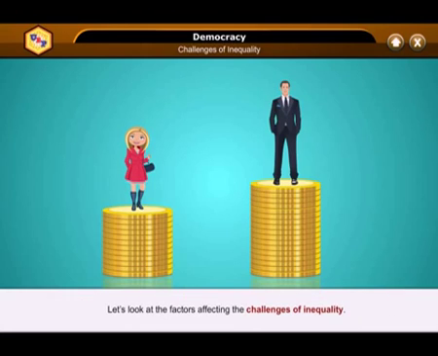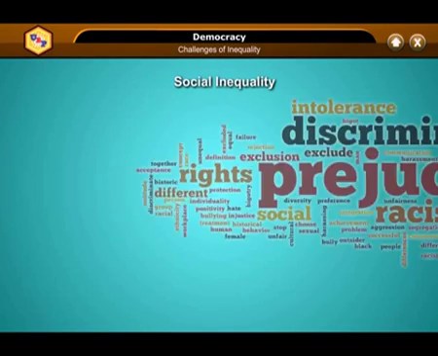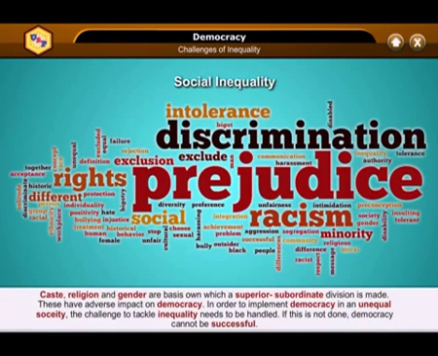Let's look at the factors affecting the challenges of inequality. Social inequality: caste, religion, and gender are bases on which a superior-subordinate division is made. These have an adverse impact on democracy. In order to implement democracy in an unequal society, the challenge of tackling inequality needs to be handled. If this is not done, democracy cannot be successful.